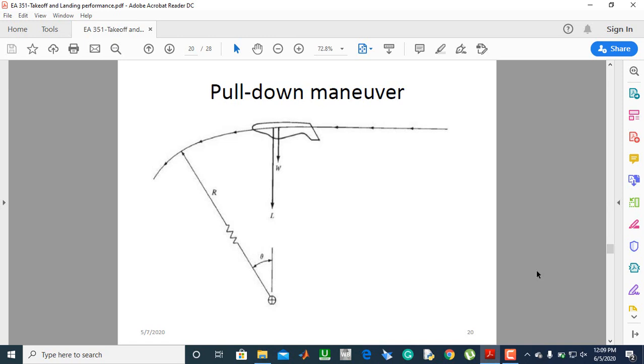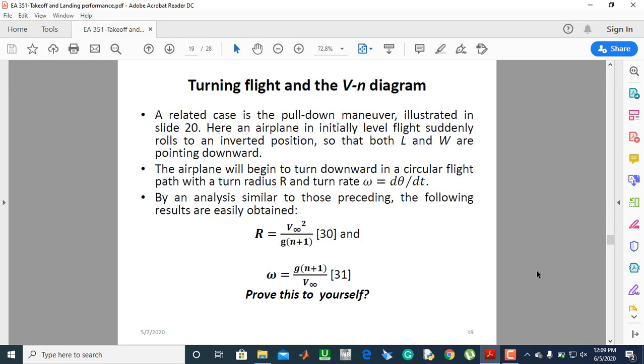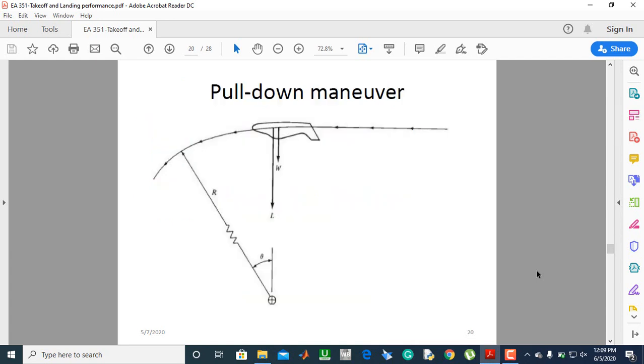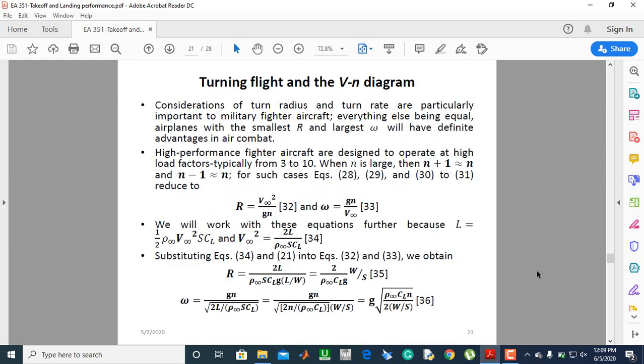So for this case, you can also do the analysis and calculate the resultant force, the turn radius and turn rate. And I've just written the expression for the turn radius and the turn rate, and I challenge you to prove that the turn radius and turn rate are given by equation 30 and 31. I'll leave this as an exercise for you, but it's good for you to go through it, and hopefully it should make sense. Alright?